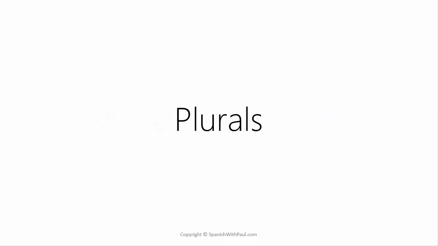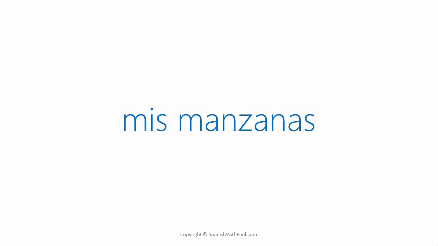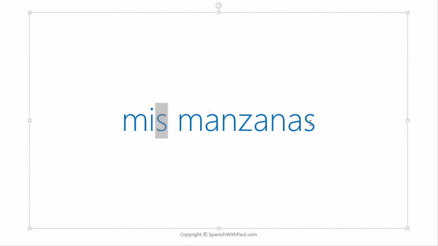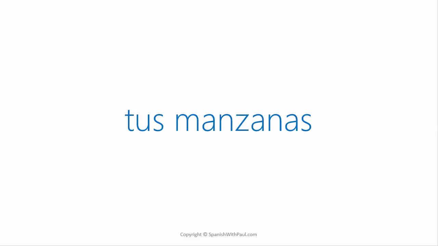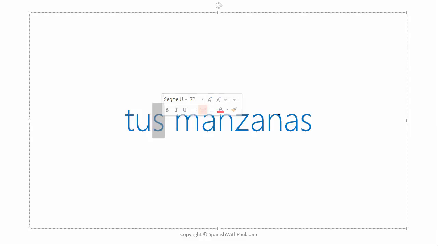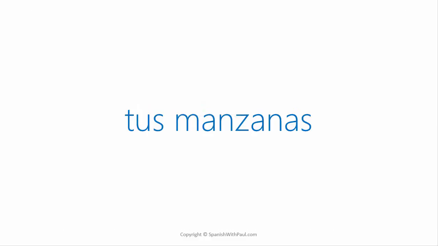Now, not everything in life is singular, right? So we have plurals. How do we deal with plurals? For example, what if we want to say my apples? Well, that would be mis manzanas. Notice how we're adding an S. So we have mi manzana or mis manzanas to make it plural. Mi goes to mis. To say your apples, it works in exactly the same way. We just add an S. So we would have tus manzanas. Here we have tu manzana or tus manzanas for plural.